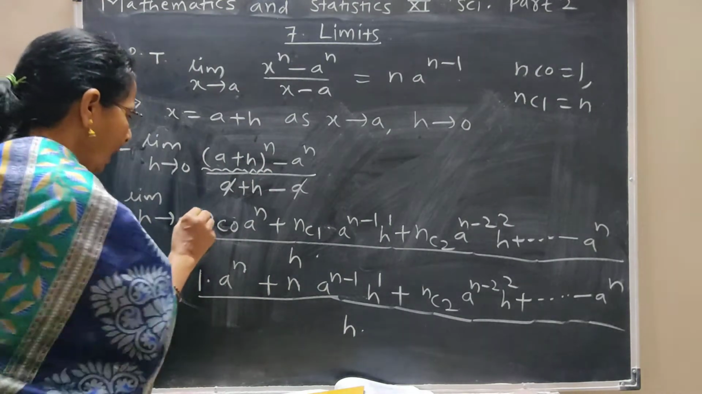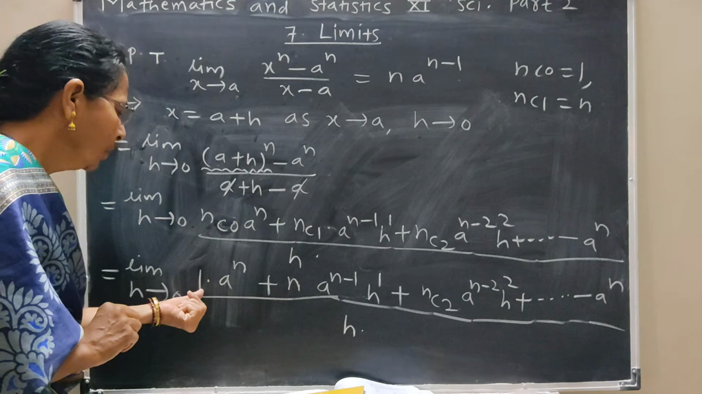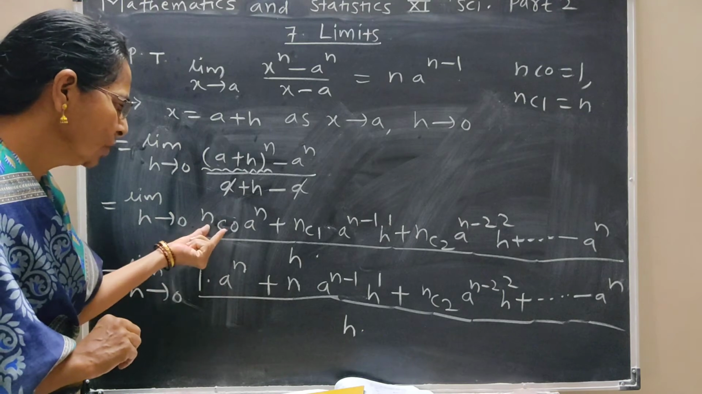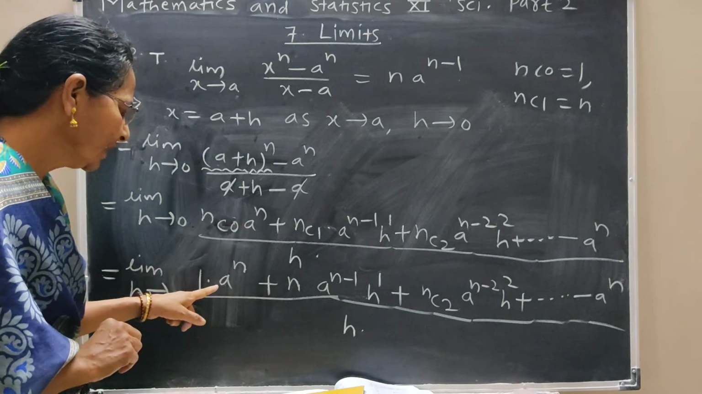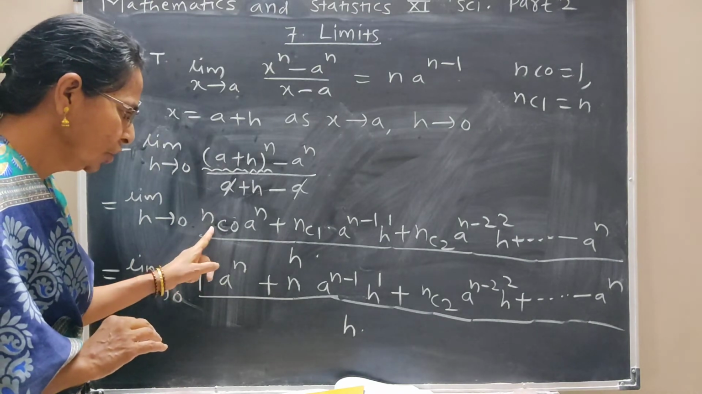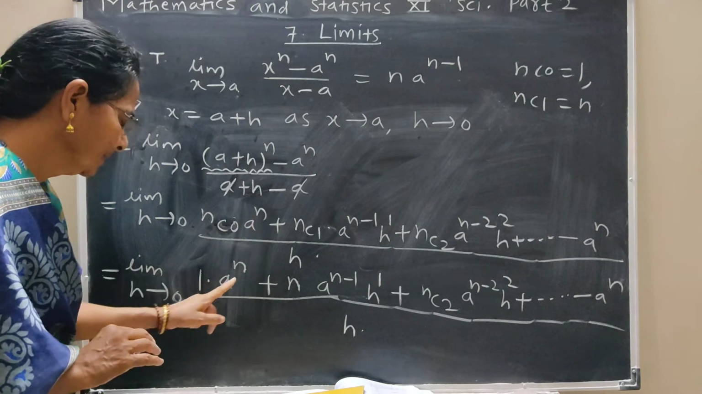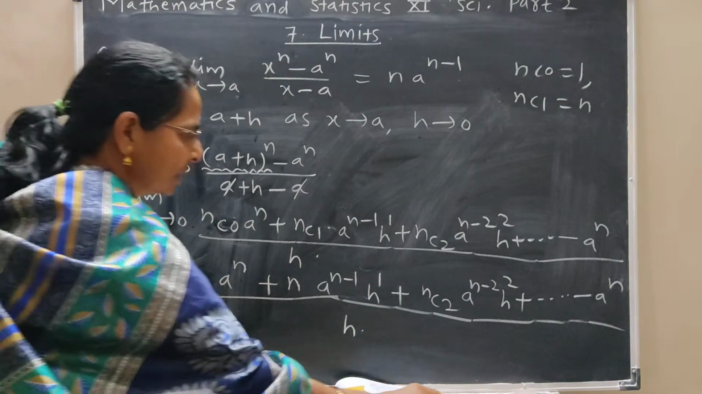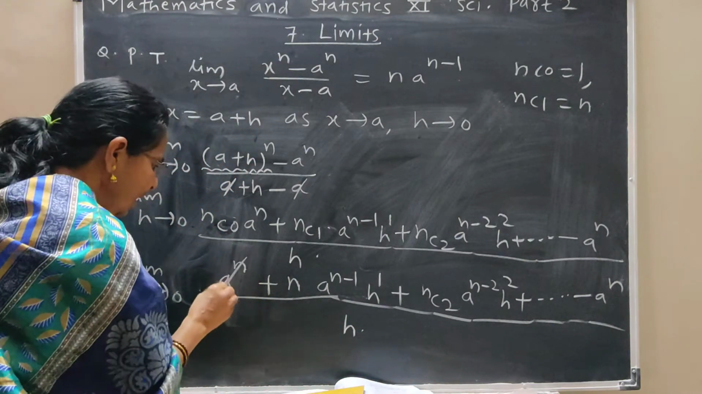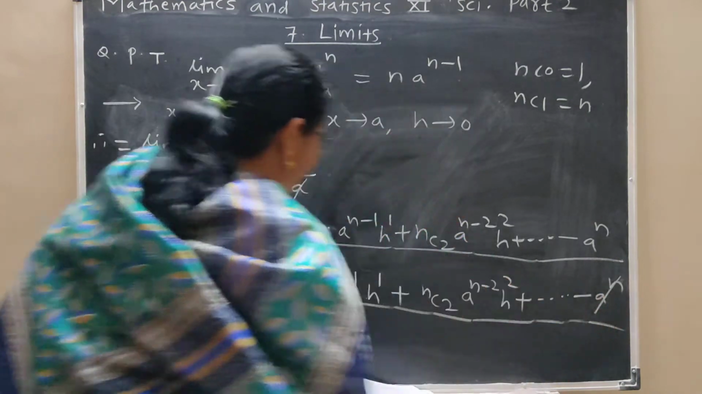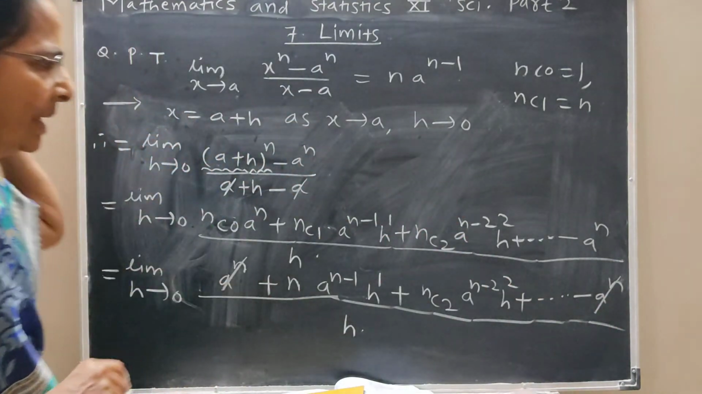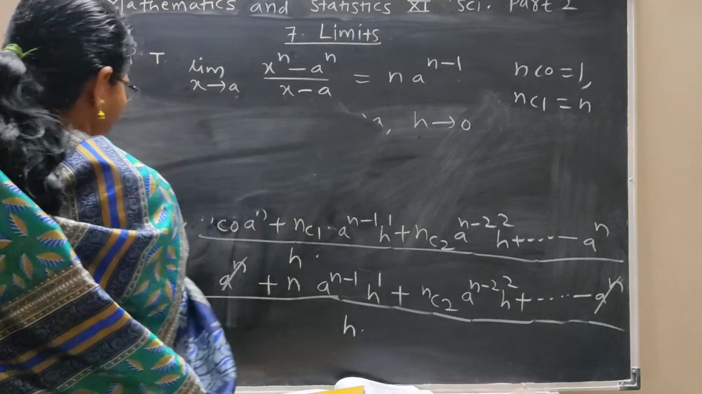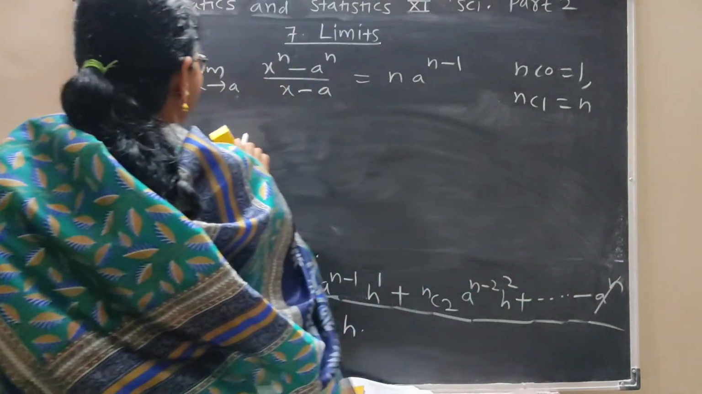Now next, remember, we put here the value nc0 is 1. So 1 into a raised to n, write directly a raised to n. This change, remember. So a raised to n and all these terms. If we see, then a raised to n, this term is plus, this term is minus, they get cancelled.